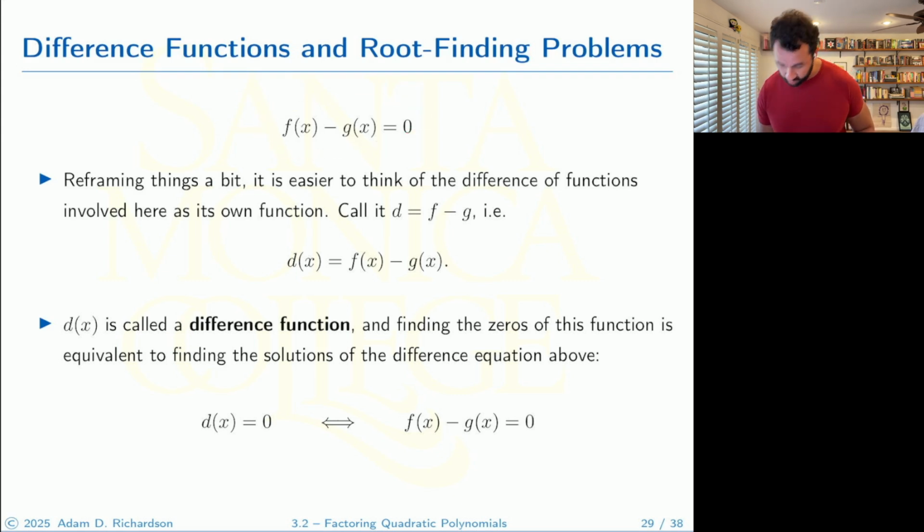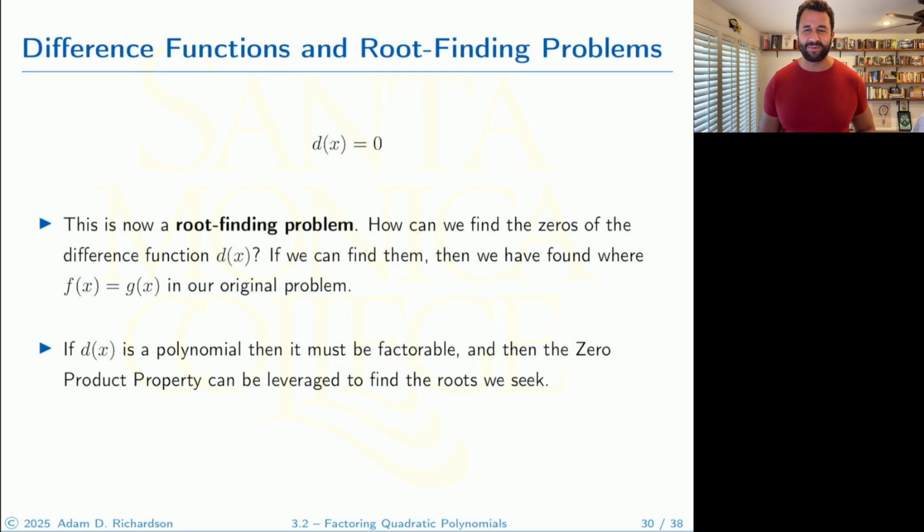We've now re-expressed our problem as a root finding problem. We just need to find the zeros of this function d, whatever that function is. And now our world is opened up with all these different techniques, right? If we can find the zeros of this function, then that means we have found where f of x equals g of x. So this whole process is just a reframing of the original problem in a structure that is easier to solve, easier to approach.